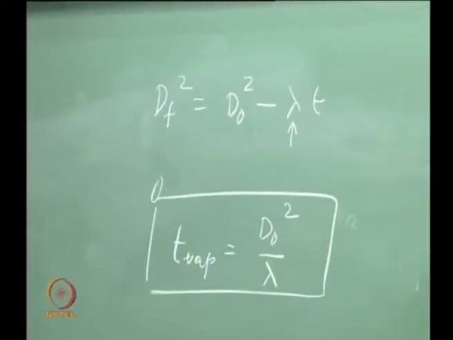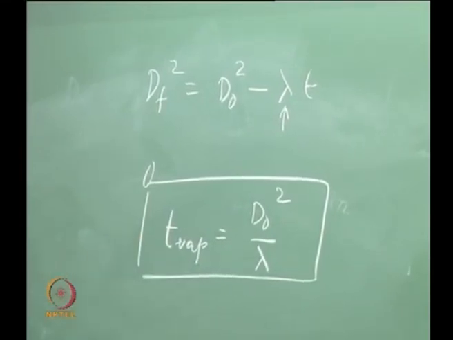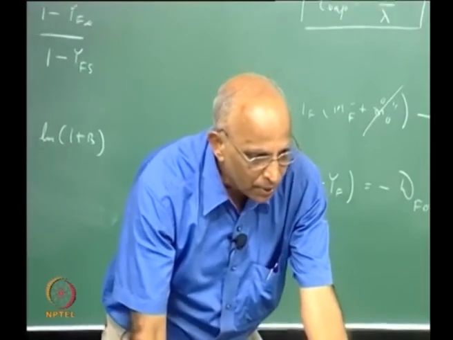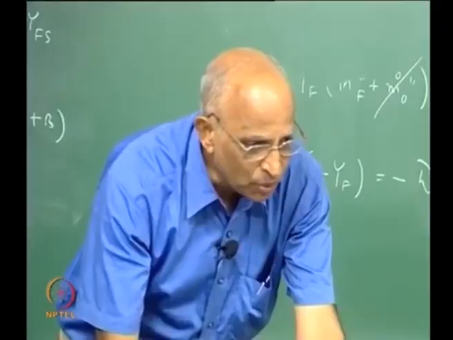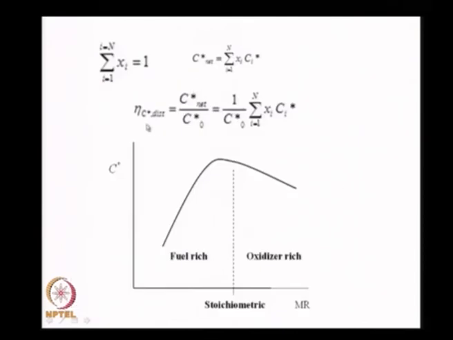Maybe we should learn to play with these equations, the transport equations. Before I stop, let me quickly summarize what we have been doing in this class. We started with a stream tube model. We said we have several stream tubes here, all of them mix and give a value of eta c star due to distribution, which is a function of the summation of the product of concentration and the Ci value.